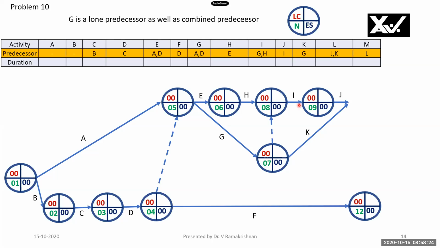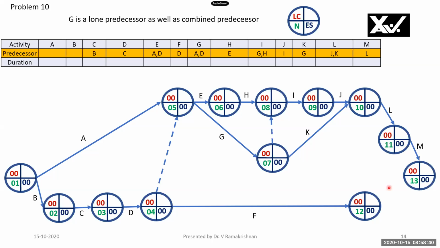K has G as a predecessor. And J and K are combined predecessors to L. That's why I'm using a common end node here. Then I'll have to draw L here, right? L has J and K as predecessors. M has L as a predecessor.